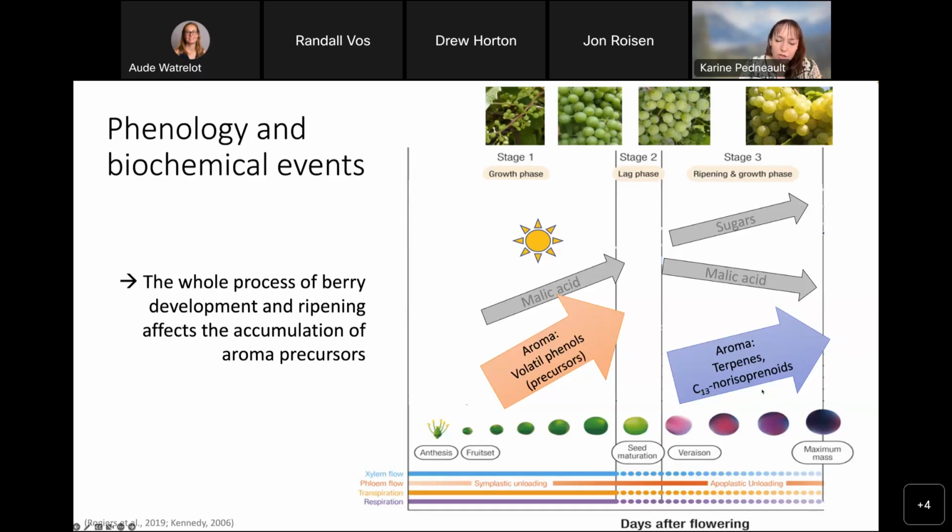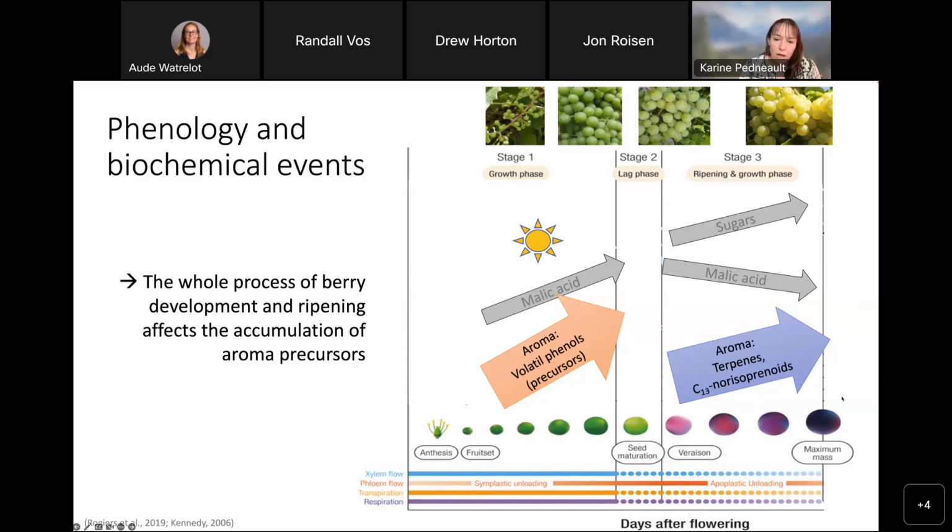There are also issues. Maybe I should not talk about that here, but you can see a little bit of a decrease of terpenes and C13 norisoprenoids due to oxidation if berries are exposed to sun a lot at the very end of the process, or even at harvest. If you're not careful enough with oxidation at harvest, it can reduce the level of terpenes and norisoprenoids in your berries.